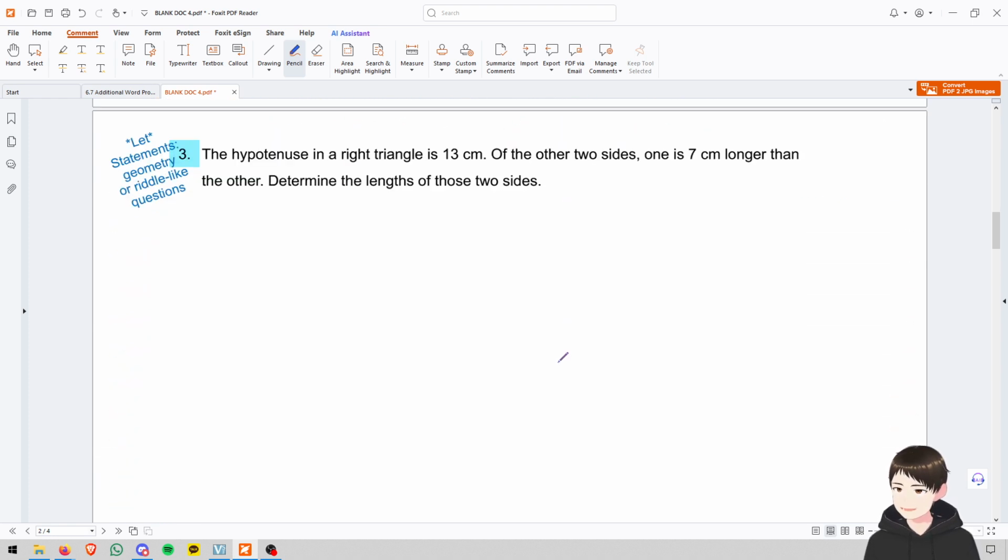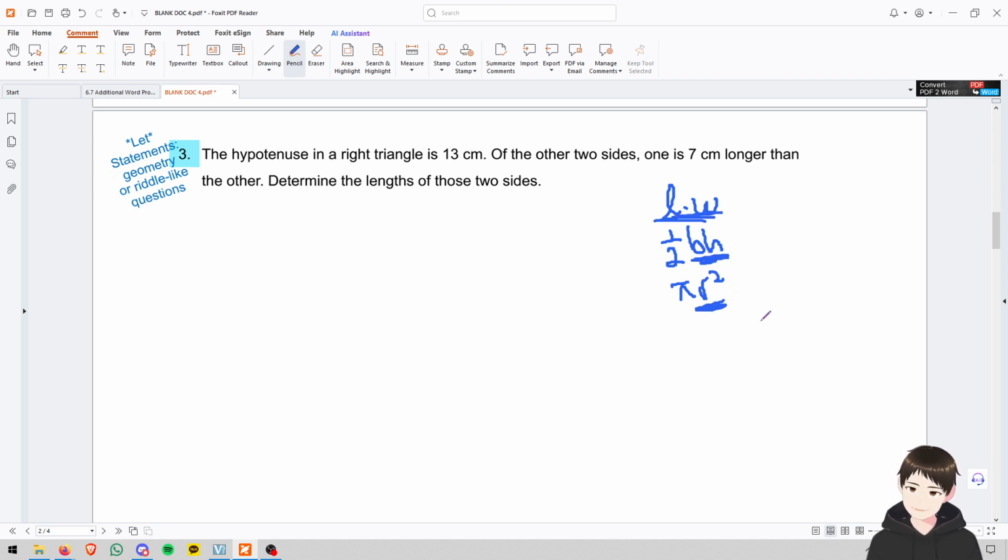Question 3 is a geometry-based question, so it will involve area. Area of a rectangle is length times width. Area of a triangle will be half base times height. Area of, I don't know, a circle would be pi r squared, and so on and so forth. It always has some kind of two-variable system going on, or a variable multiplying with another variable.